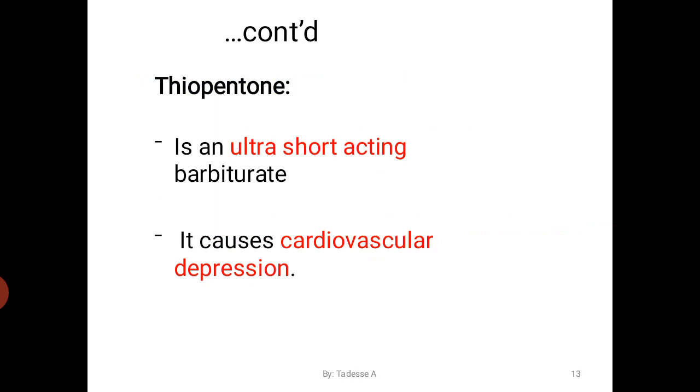Thiopental is an ultra-short-acting barbiturate drug, and it causes cardiovascular depression as an adverse effect. The general anesthetic agents can depress most of the central nervous system except the medulla, but when their dose increases, they also suppress the medulla. As you know, the medulla controls the functions of vital organs like the heart and lungs, cardiac functions and respiratory functions. So when the medulla is depressed, cardiac and respiratory arrest can be a problem. In this regard, thiopental can cause cardiovascular depression as an adverse effect.